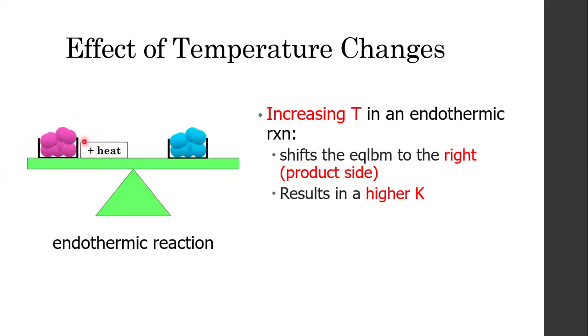Okay, for an endothermic reaction, when we increase the temperature, I hope you can visualize that, this side here becomes heavier. So that would tilt the seesaw, which makes this heavier. And when that happens, just like when we're doing concentration changes, the equilibrium will shift to the right to produce more product. Okay? And also, increasing the temperature of an endothermic reaction results in a higher equilibrium constant.